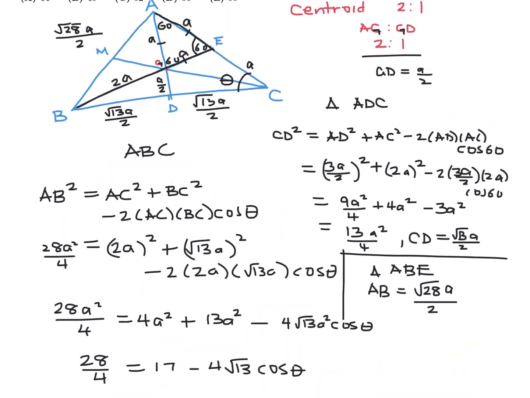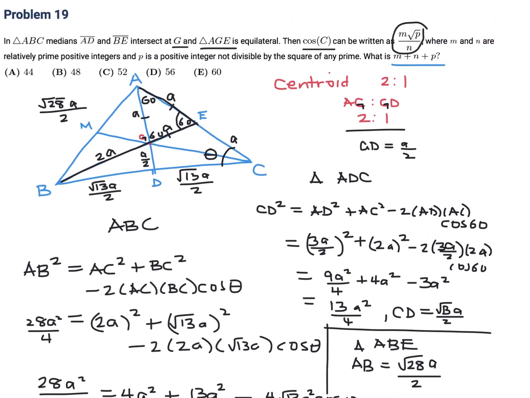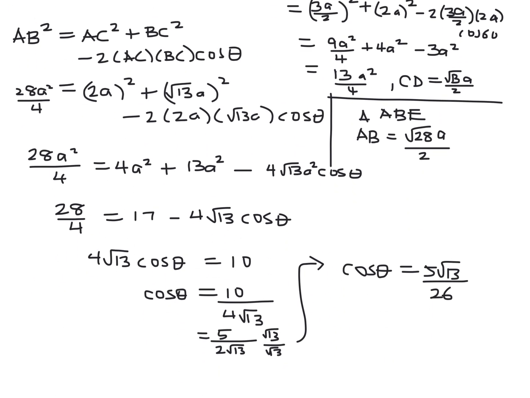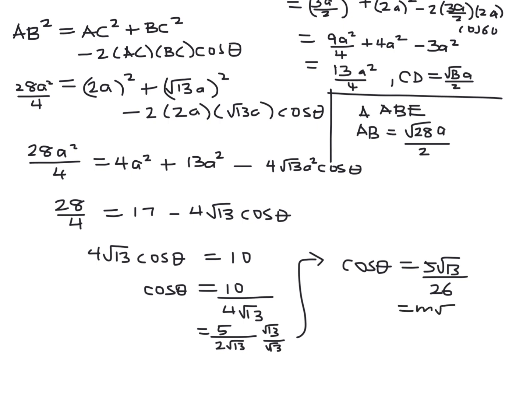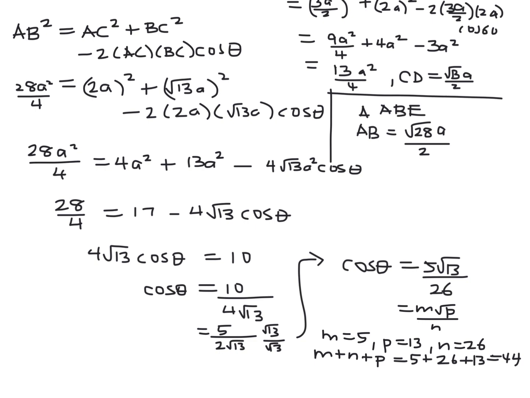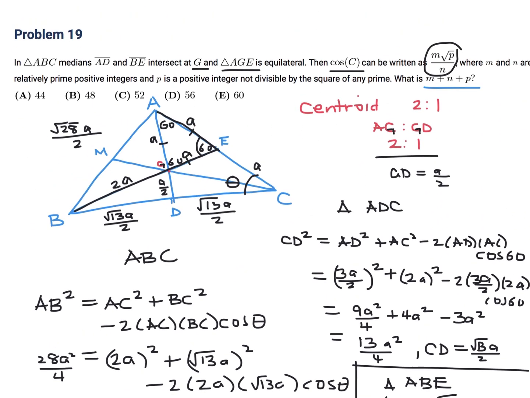Okay, so we had to make it in this form, which it is, m root p over n. So that means my m is 5, my p is 13, and my n is 26. And they wanted m plus n plus p. So that's going to be 5 plus 26 plus 13, and that is 44. 44 is the answer to this question, and that would be A.